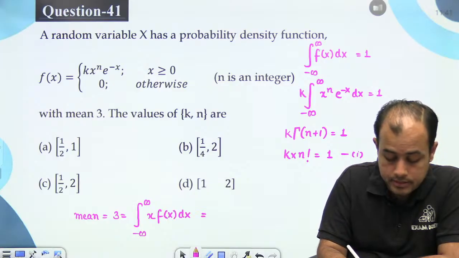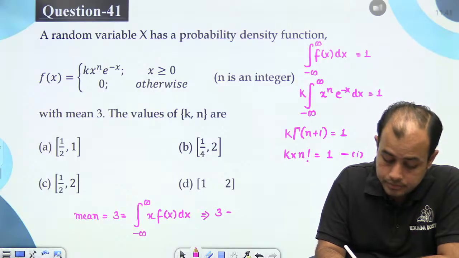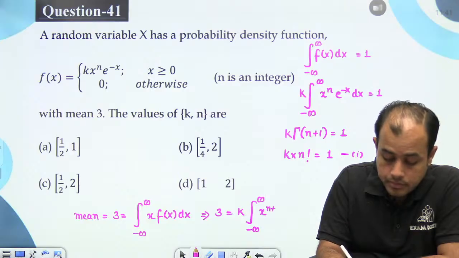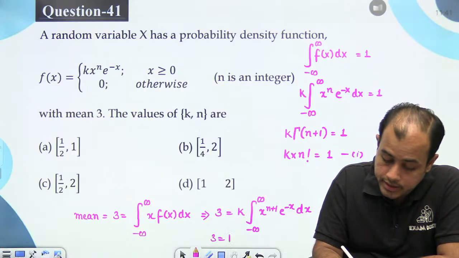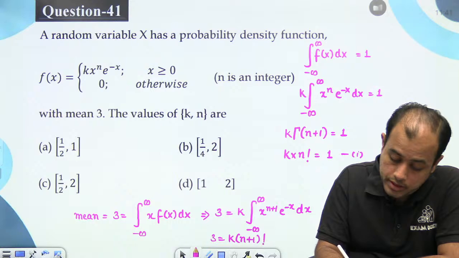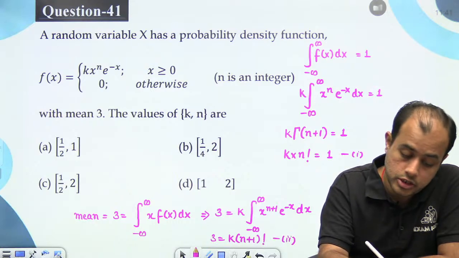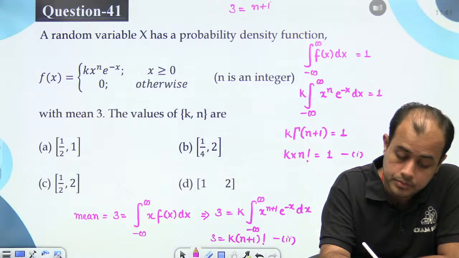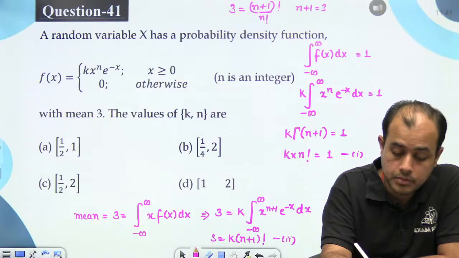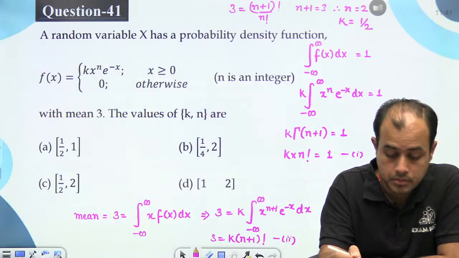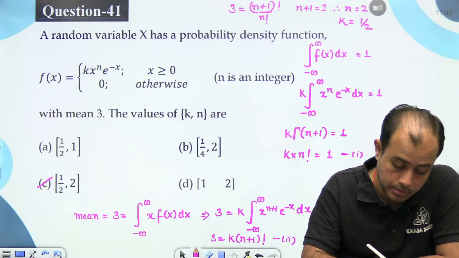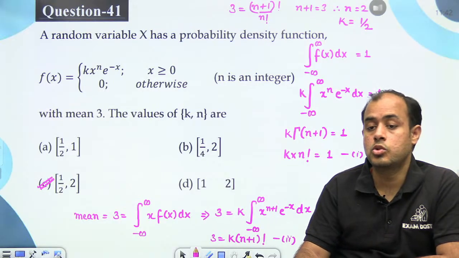Integral x f(x) dx. So by the same logic, it is k times (n plus 1) factorial. Take the ratio. So n is 2, k is 1 by 2. See, n is 2, k is 1 by 2.